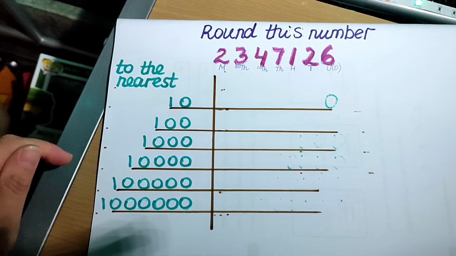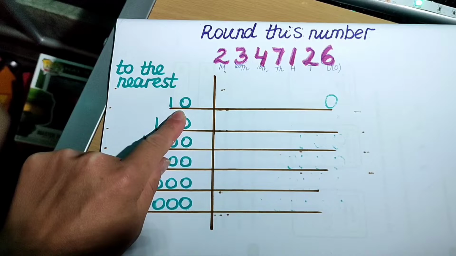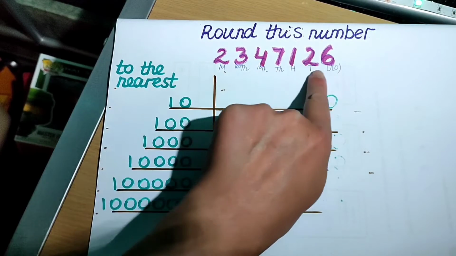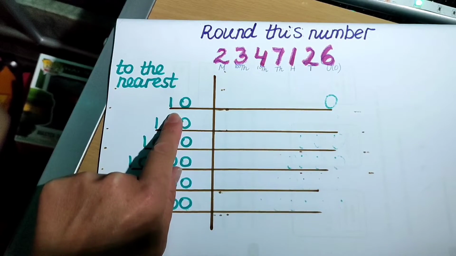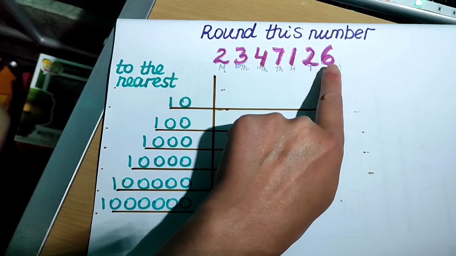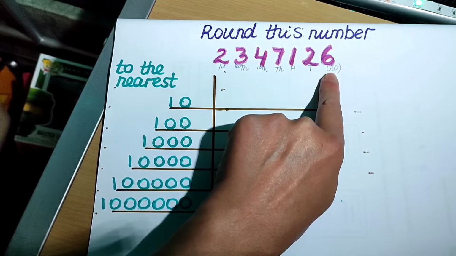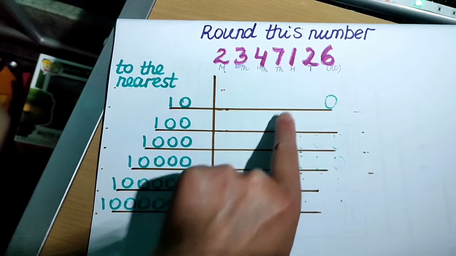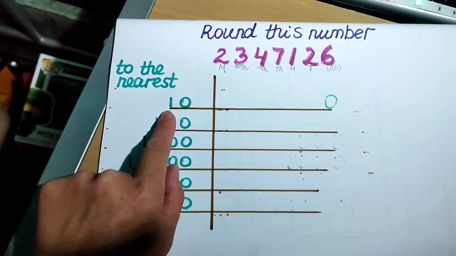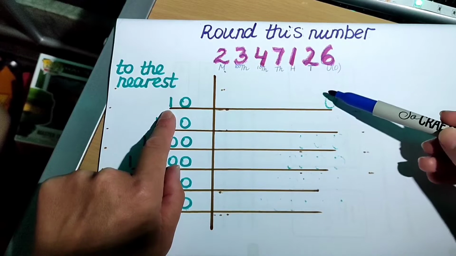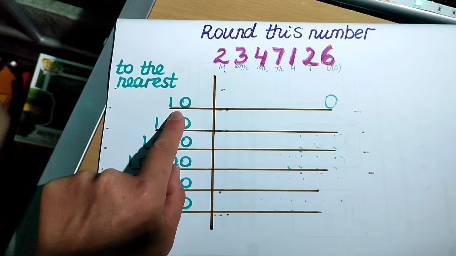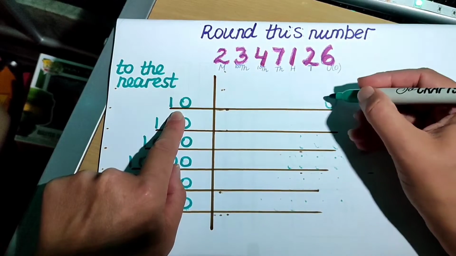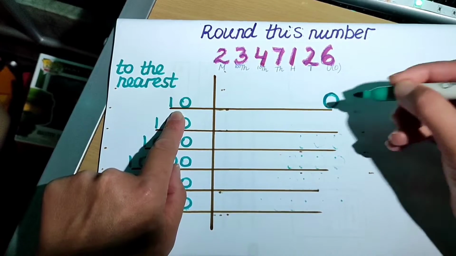Well, let's round it to the nearest 10 first. When we're rounding a number to the nearest 10, we're not interested in its units or ones. We only want to round it to the nearest 10. So at the end of the number, we should have 1 0, like in 10. So let's put this 1 0 there straight away.